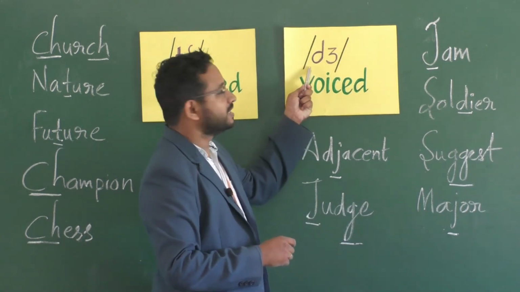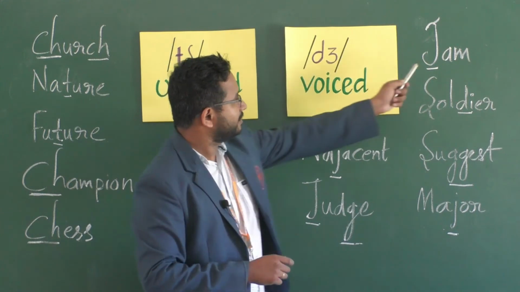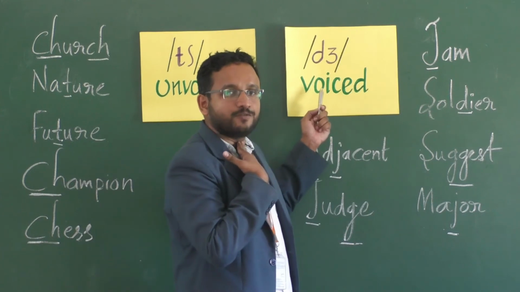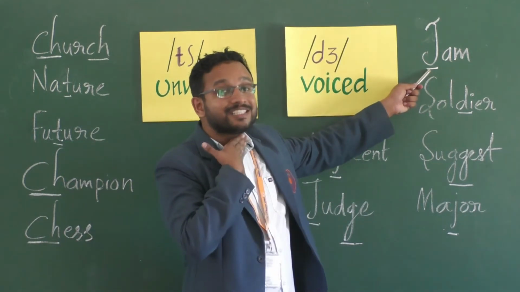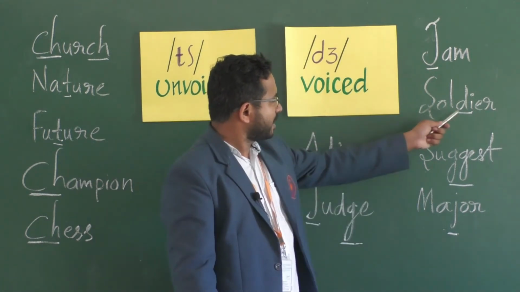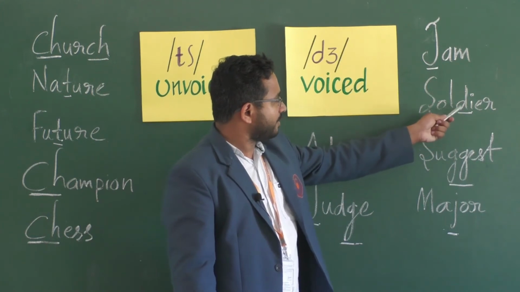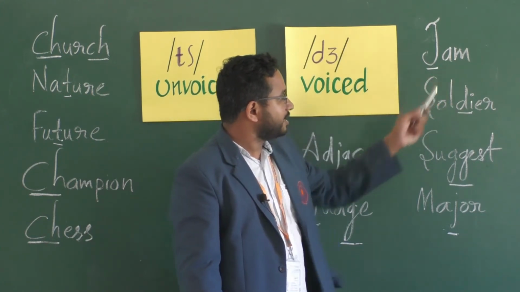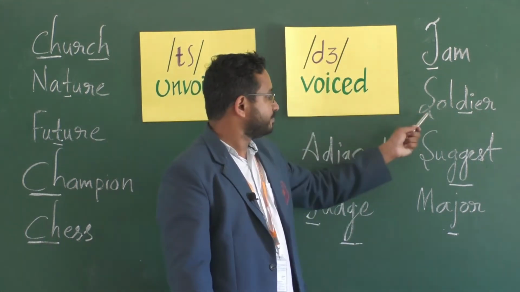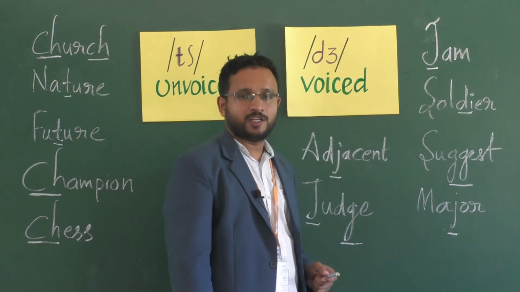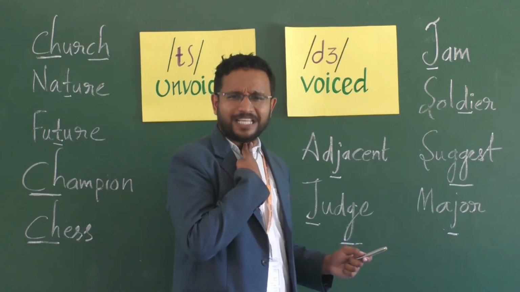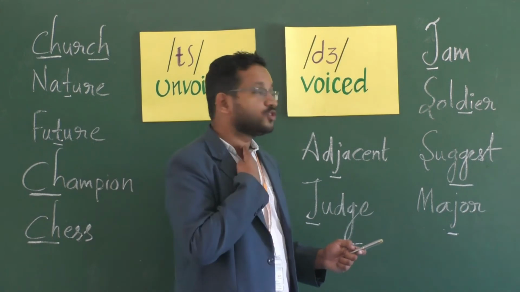Now, J. There is a vibration, right? Because it's voiced. Jam. How is the letter D pronounced? It is pronounced as J. So it's soldier. You can feel the vibration, right? So please repeat after me. Soldier.